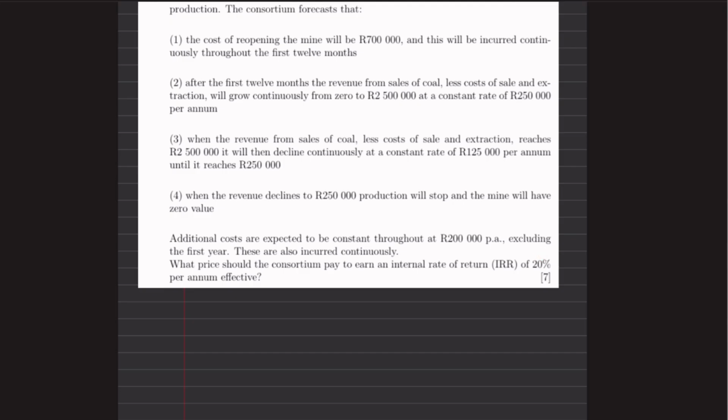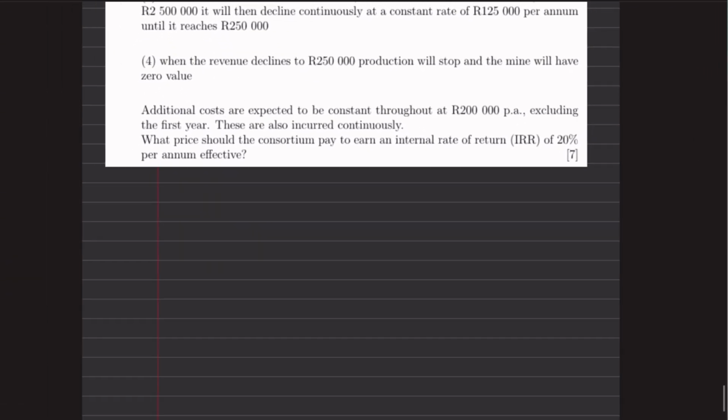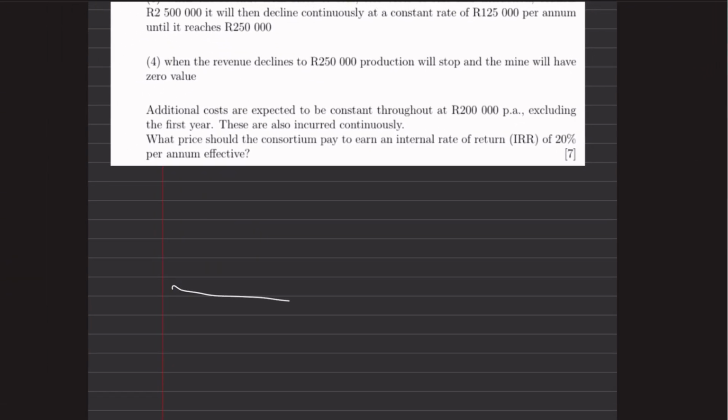Okay, so what we're going to have to do here is find the present value of all these different cash flows, and we're going to discount them all at 20%, and that's basically the price they should pay. So I think a good first step here would be to draw a timeline, because there's quite a lot going on.